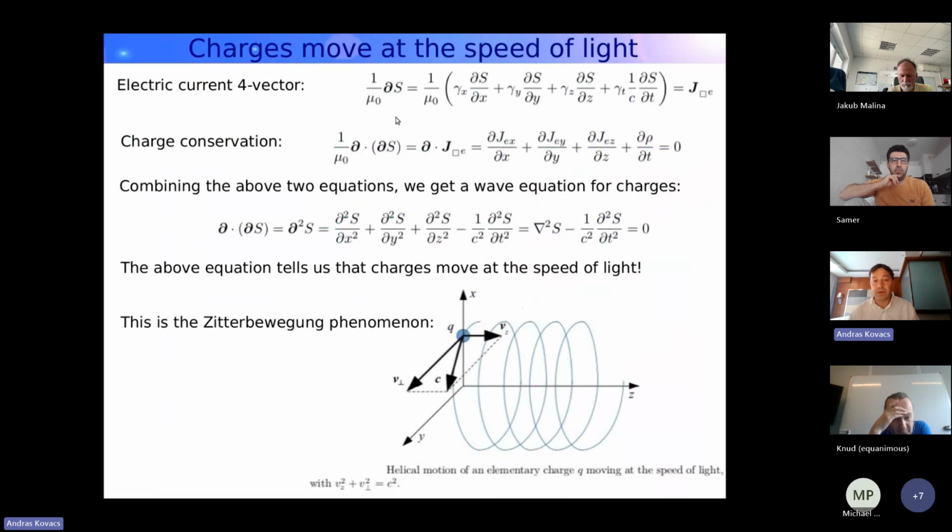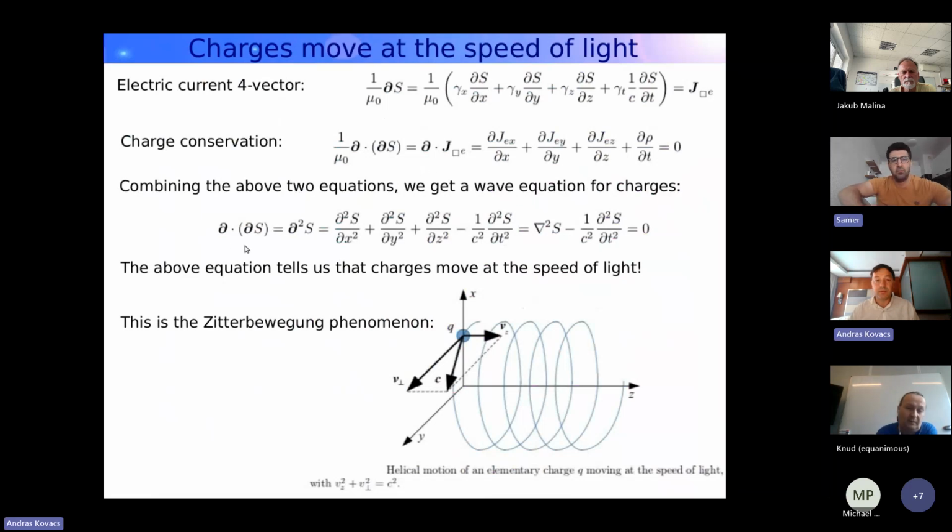And then we can apply charge conservation on this current vector by taking the space-time derivatives with a dot product. When you take it with a dot product, you see that the current flowing in or out for any point is just the time derivative of charge density, and this has to be 0 because of charge conservation.